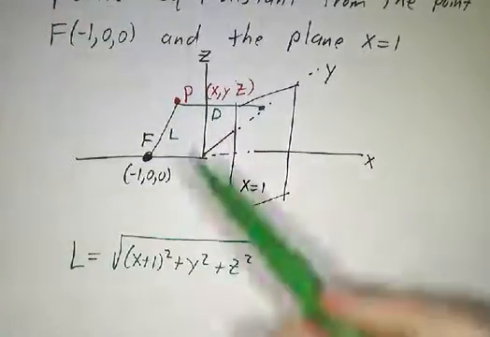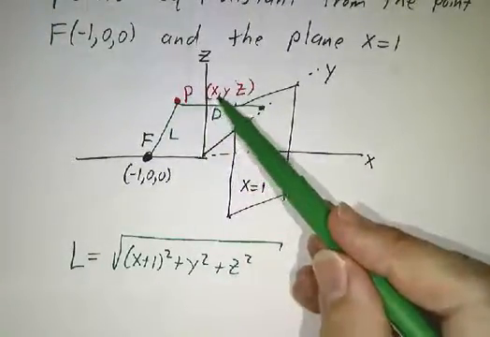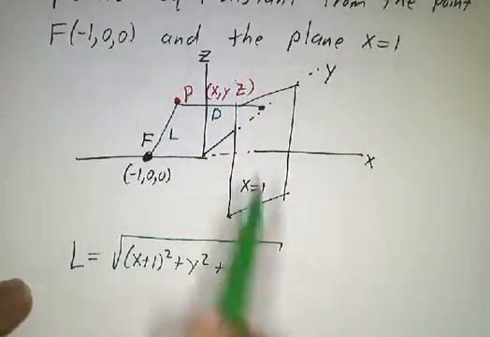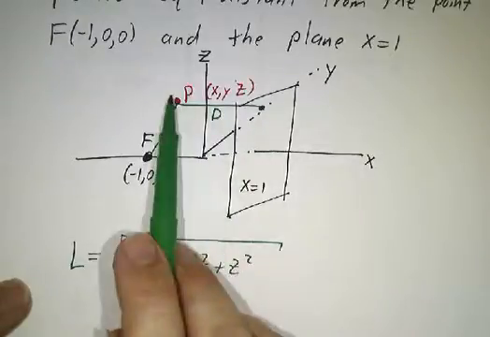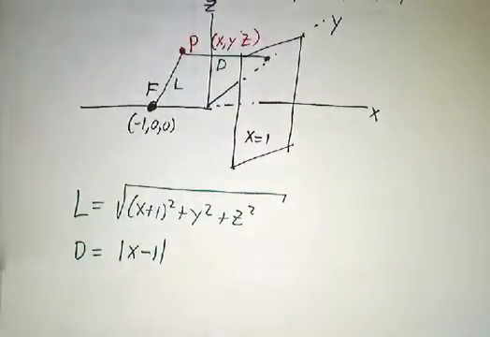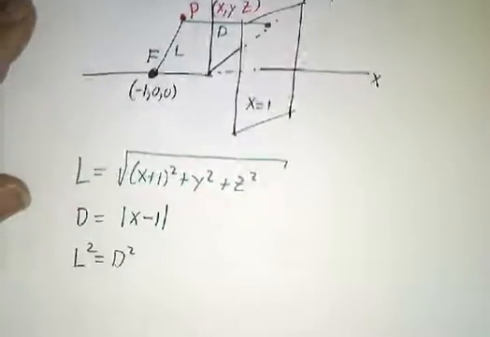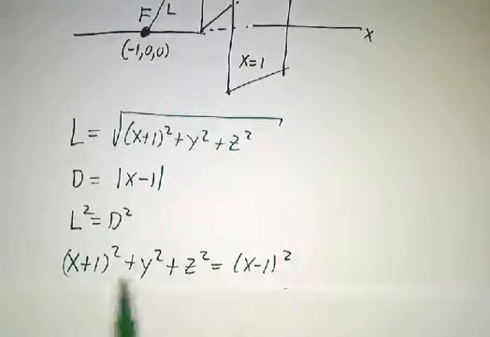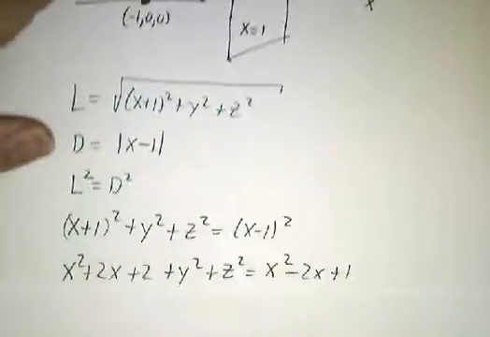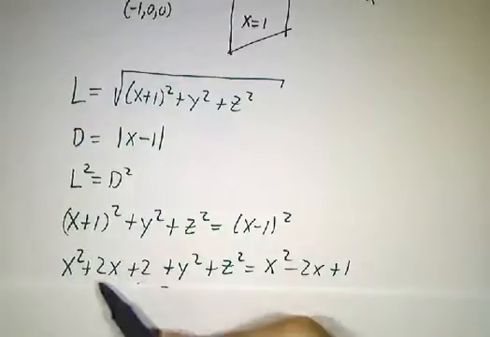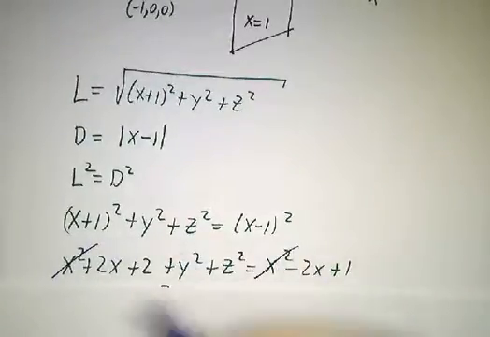So L, you just get the distance by the Pythagorean theorem. You take the difference between x, y, z and negative 1, 0, 0, and you add the sum of the squares. And the distance to the plane is just x minus 1, absolute value. And we want to set these equal, and the easiest way to do that is to set their squares equal. And so L squared is x plus 1 squared plus y squared plus z squared, and d squared is x minus 1 squared. And then we just expand everything out, and we see that the x squareds cancel. Whoops, that should be a 1.